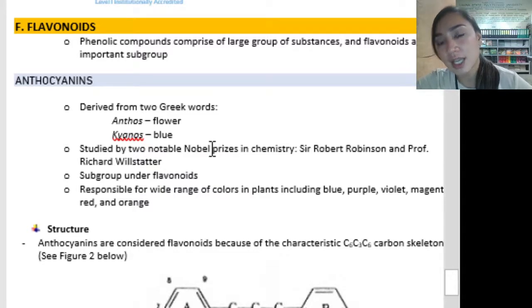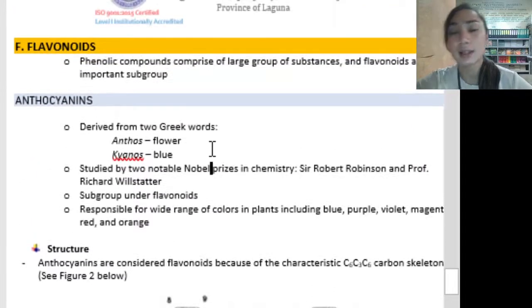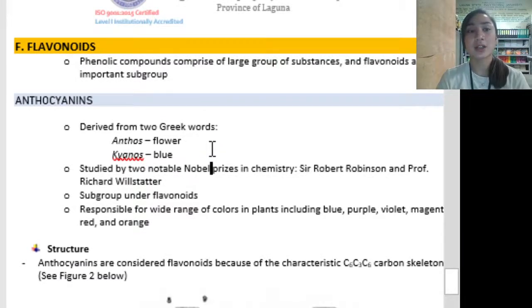So, dito sa anthocyanins, so kung meron tayong the ones that give red-orange pigment or yellow-orange-red pigments, anthocyanins are the ones that give out the blue pigment. No? So, it is derived from the two Greek words, which is anthos, means flower, and kyanos, which means blue, or blue flower, ang anthocyanins. It was studied by two notable Nobel Prize winners in chemistry, which are Sir Robert Robinson and Professor Richard Willstatter.